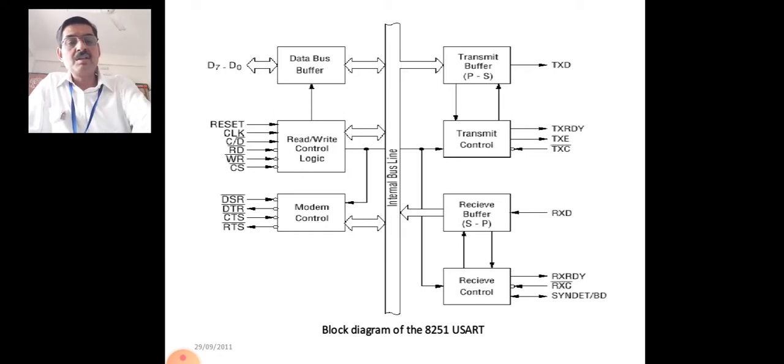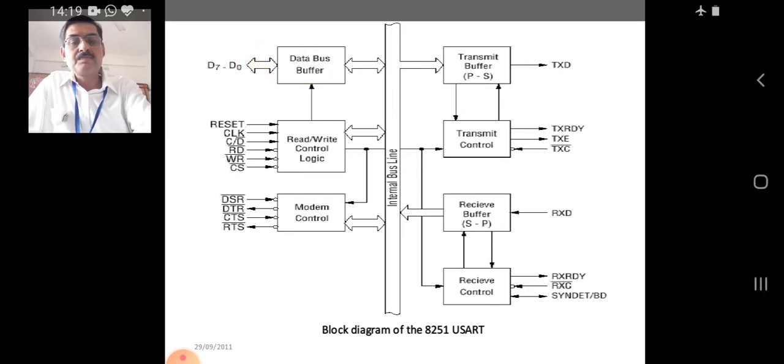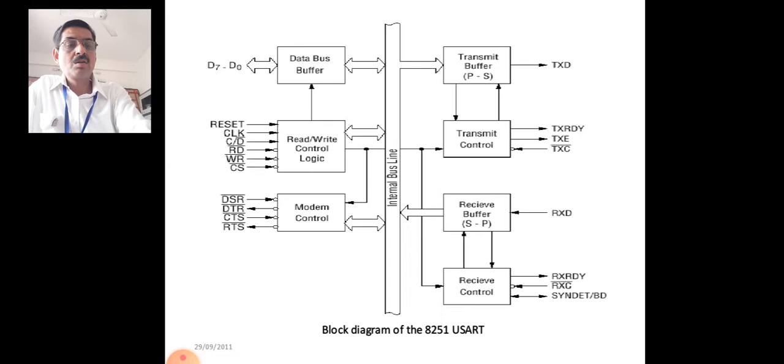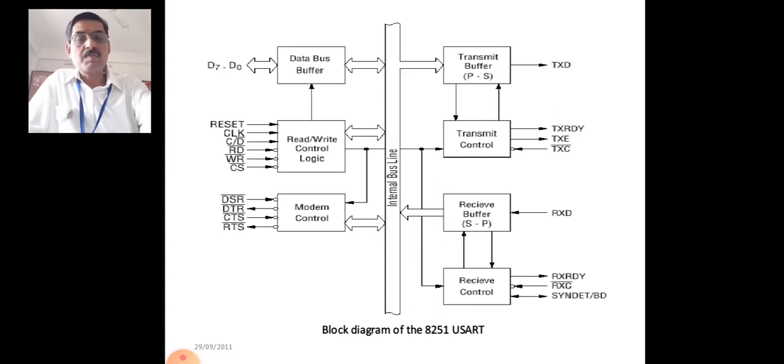First we will study the data bus buffer. The function of the data bus buffer is to interface the 8251 with the 8086 microprocessor. This is the only basic function of the data bus buffer, which is used to connect the 8251 with the 8086 microprocessor with the help of the data bus.